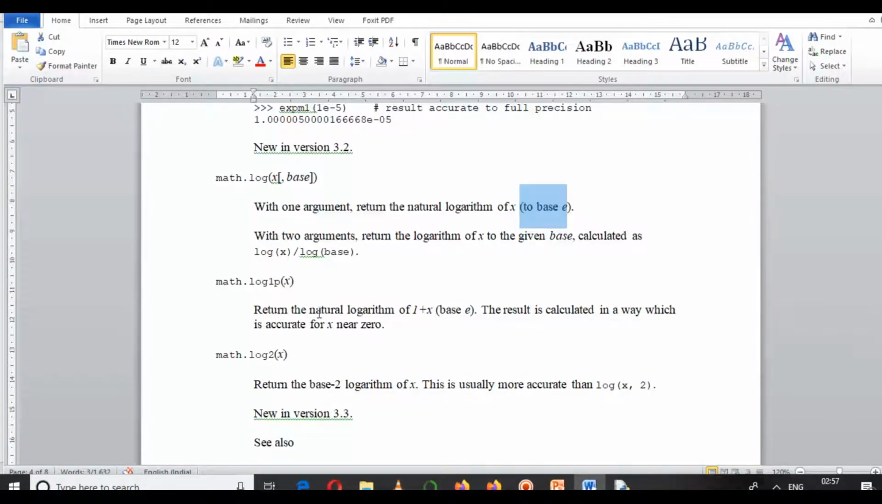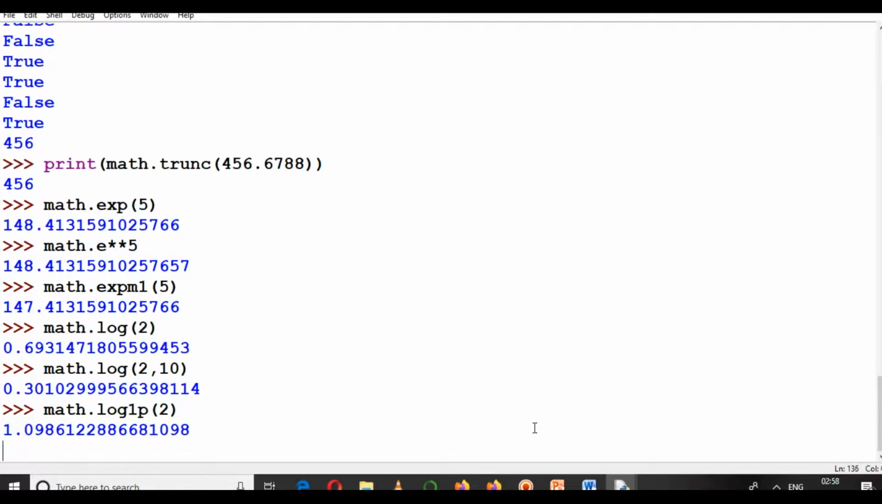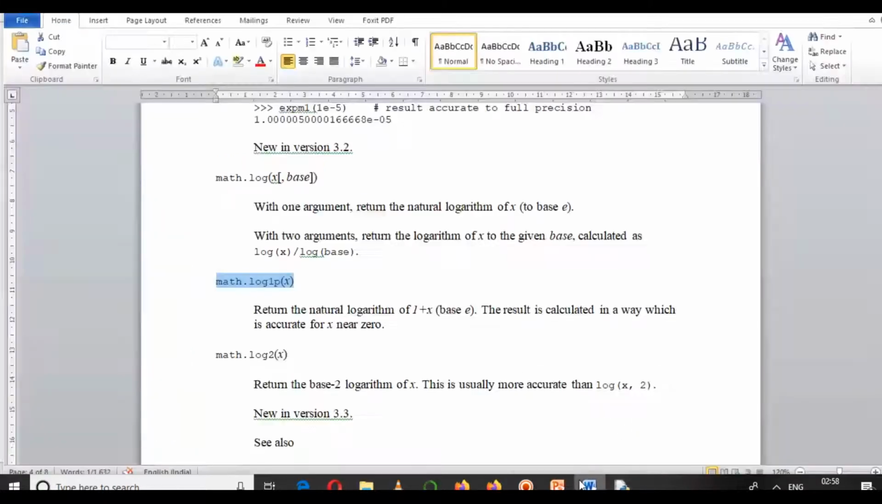Then we have another method called math.log1p. It returns the natural log of 1 plus x, base e. The result is calculated in a way which is accurate for x near 0. So we can copy this and we can try this. So math.log1p, let's say 2, and now you will get the result, so you can see 1 plus x base e.